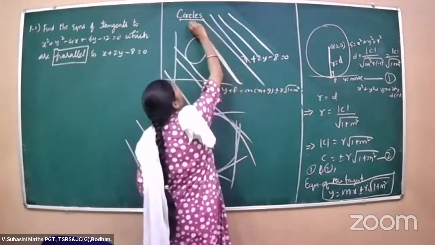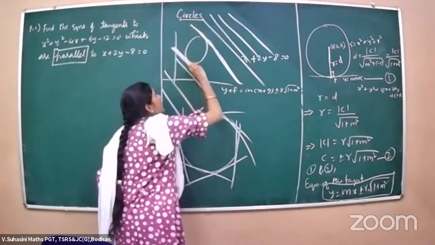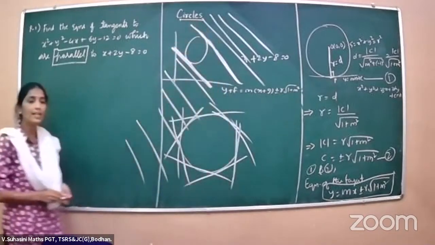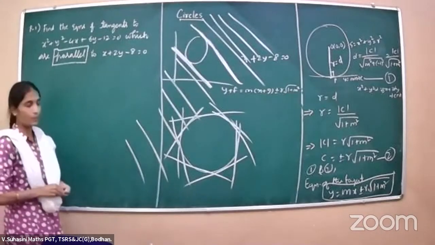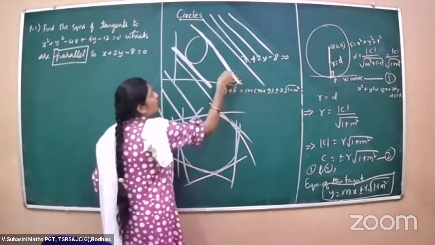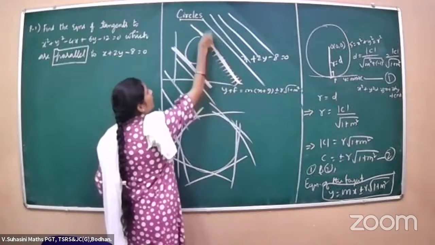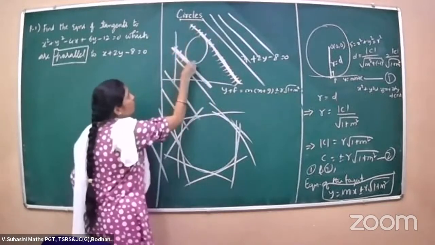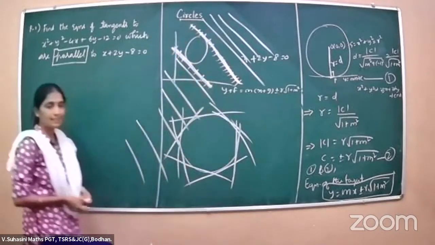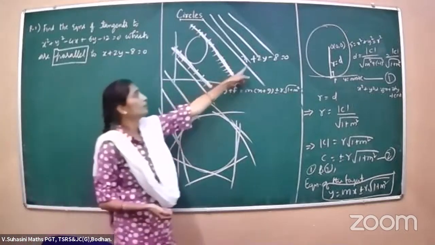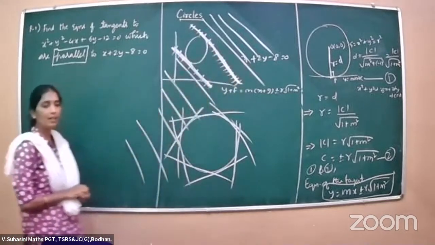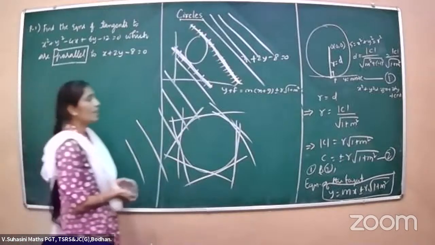So here there will be a tangent and it should also touch this. So how many tangents are there? Only 2 tangents. I will mark it clearly. So these are the 2 tangents which will be parallel. So how can we find? We can find using the same formula.